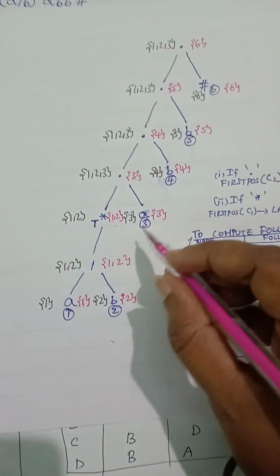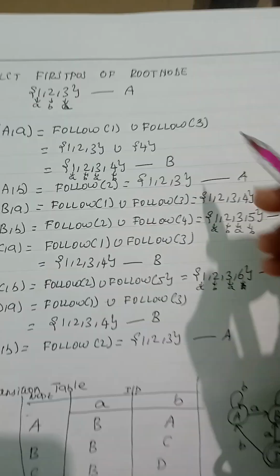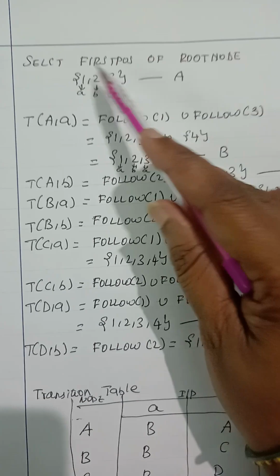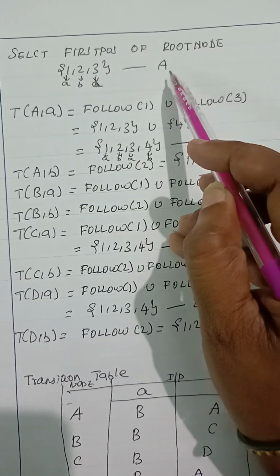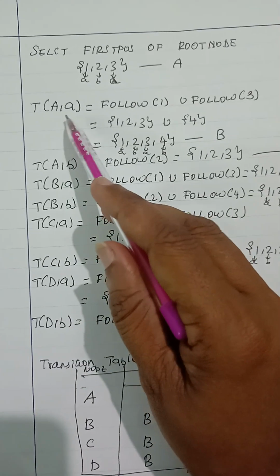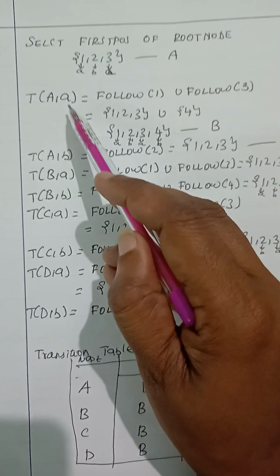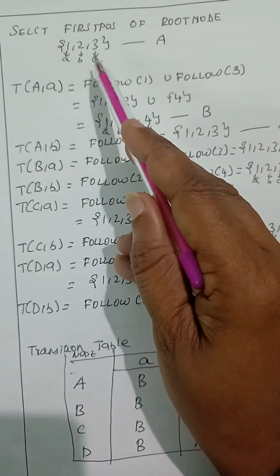So among 1, 2, 3, nodes 1 and 3 are A and node 2 is B. Here I have marked 1 and 3 as A and 2 as B. This is the first new set, so I have given it the name capital A. Now I am going to find the transition of A comma A, that is, for the new set with the input symbol A, where we have A in nodes 1 and 3.